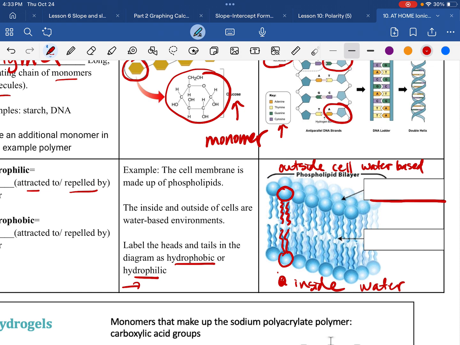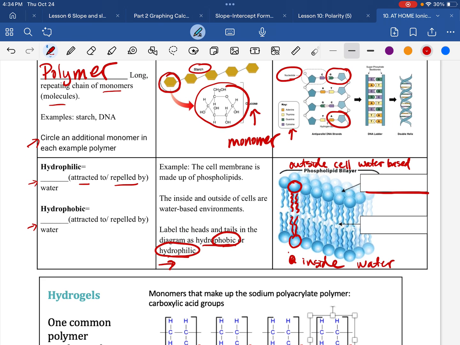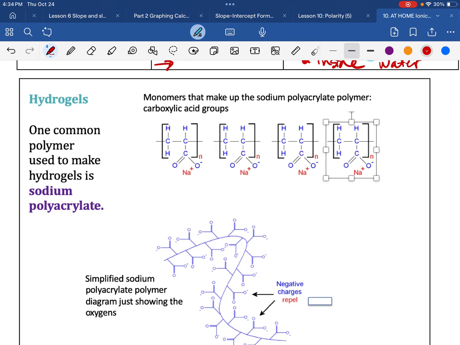Which ones are hiding from the water, meaning they're phobic, they're scared of it, hydrophobic, and what parts are attracted to the water, hydrophilic. Okay, so we figure that out. All right, so now we're getting to the lab part.